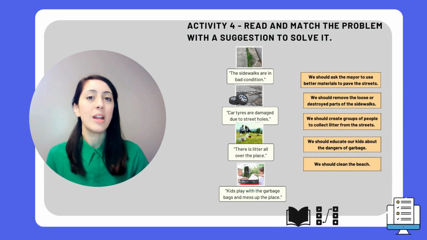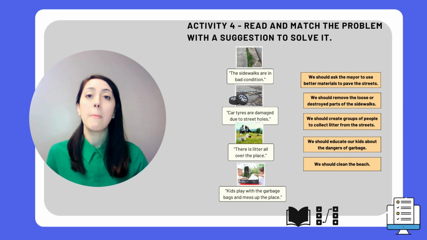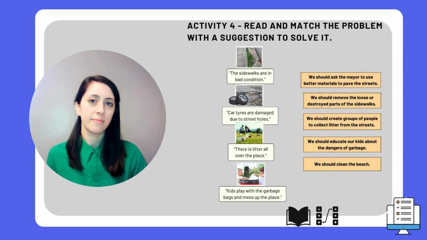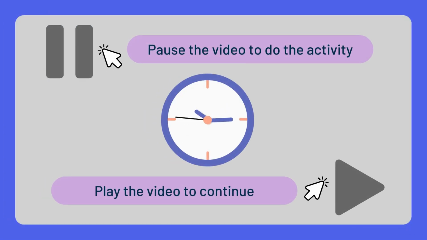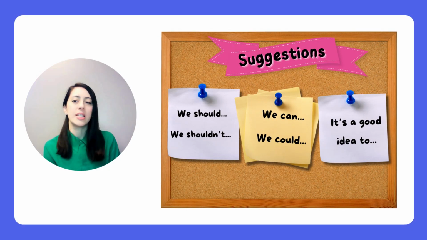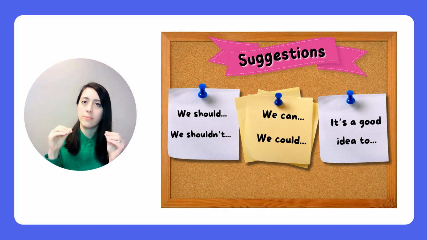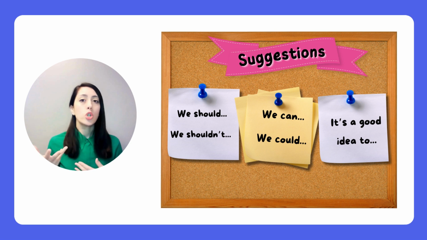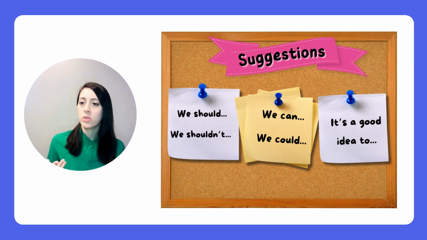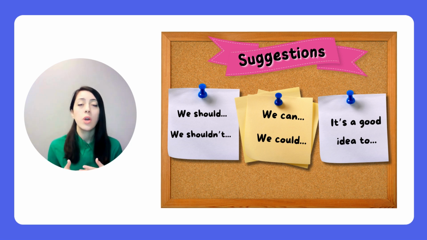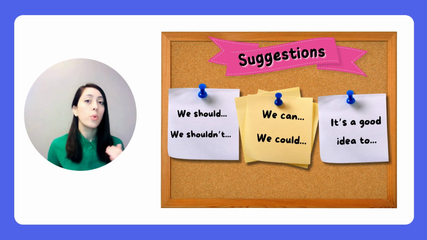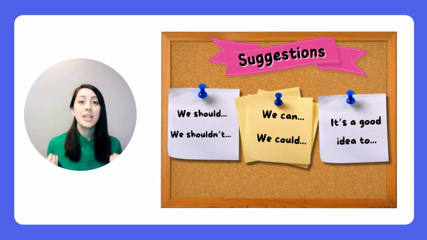Activity 4. Look at these four problems. Match them with a possible solution or suggestion. In the previous activity, you matched the problem with a possible solution or suggestion to solve it. In English, we use should and shouldn't to give suggestions. Other expressions you can use are we can, we could, or it's a good idea to.